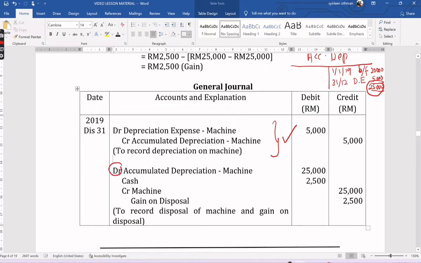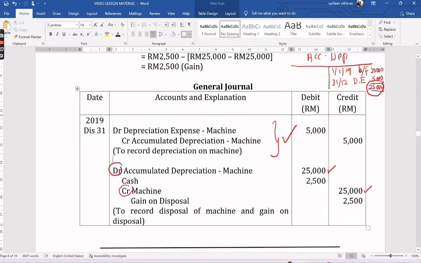Yang ni wajib ada, mesti ada, sebab you are closing the account, you are disposing the asset. That means account dia akan tutup lah. Alright, so I will debit the accumulated depreciation, okay, with the amount of 25,000, and then I will credit my machine. Yang ni basic mesti ada 25,000 as well.